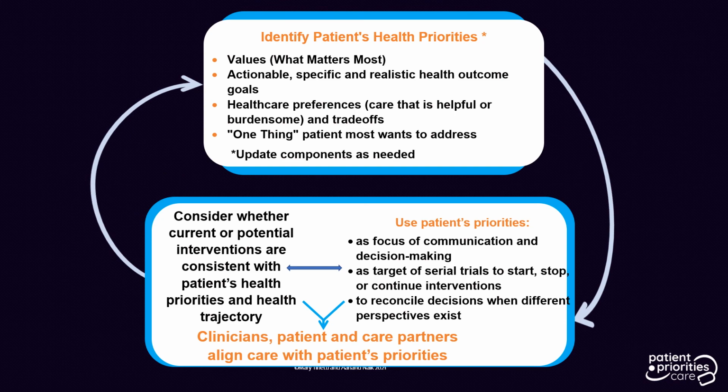You saw this overview of the patient priorities care process in the first training module. The first step is for the patient to identify his or her health priorities. By health priorities, we mean the health outcome goals, or the things the patient most wants to do in their life that they want their healthcare to help them with, given their preferences. That is, the healthcare tasks, medications, procedures, and healthcare visits that they are willing and able to do. After identification, these priorities are shared with the healthcare team.